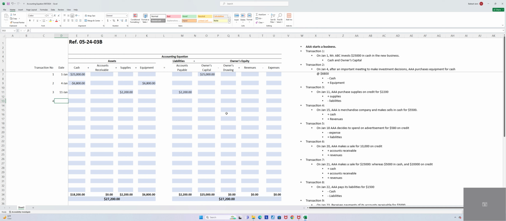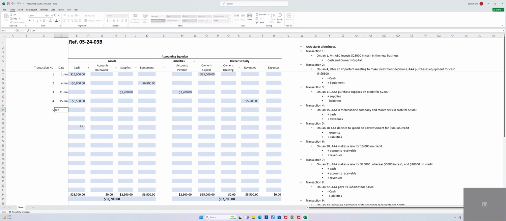Now transaction number 4, and then the dates. On January 15th, AAA, the merchandise company, makes a sale in cash. How much is it? $5,500. Since it's revenue, we are making sales, and we add it in the revenue column, $5,500. We see that both sides of the equation are the same, $32,700 and $32,700.